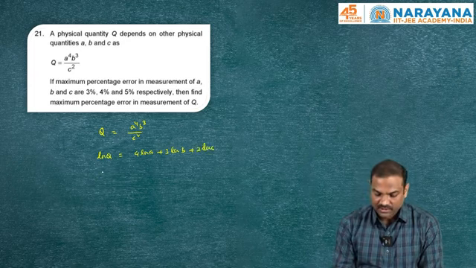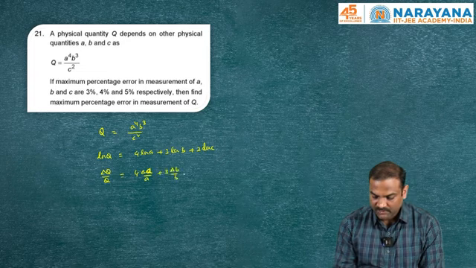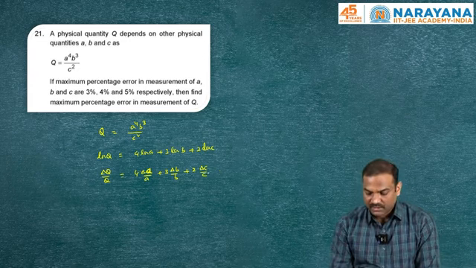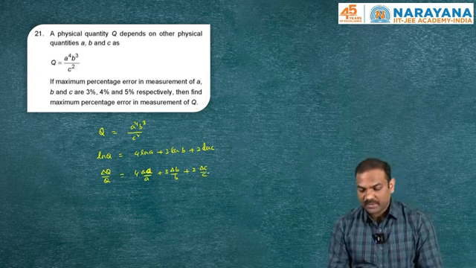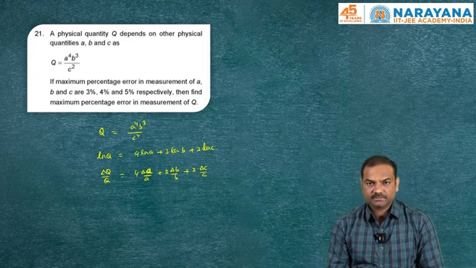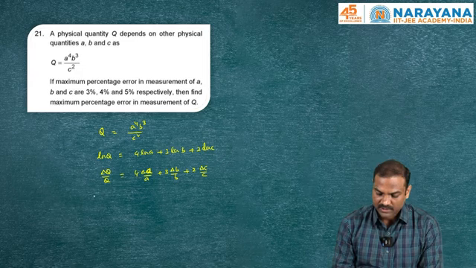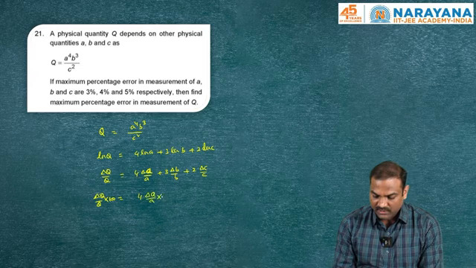Then if you derive it, then it is delta q by q equals 4 times delta a by a, this is a, and 3 times delta b by b, and 2 times delta c by c. Then this delta a by a, delta b by b are the fractional errors. If you multiply with 100, then you will get percentage error. Then delta q by q into 100 is equal to 4 into delta a by a into 100. Then this is going to be error in a.